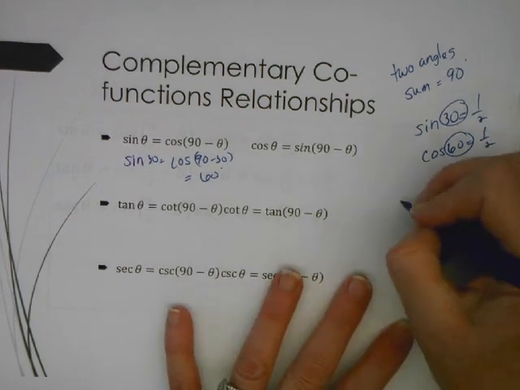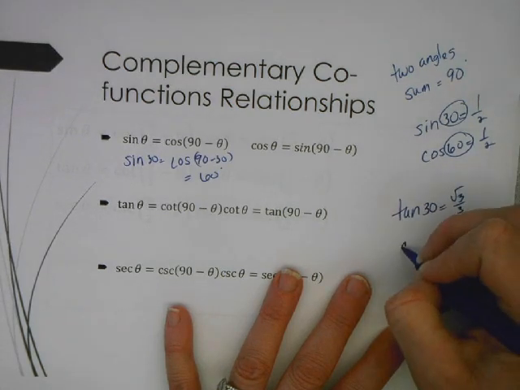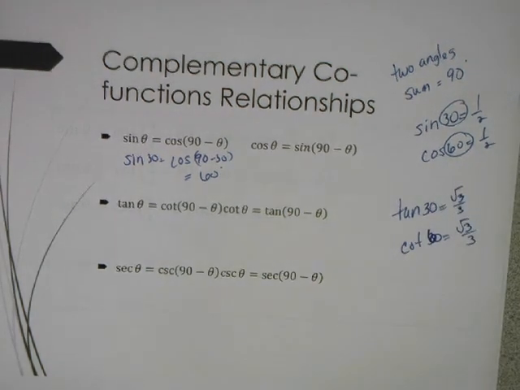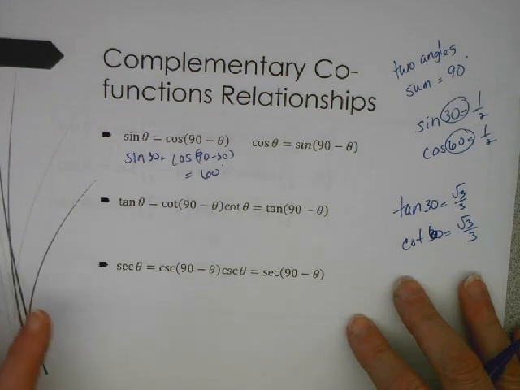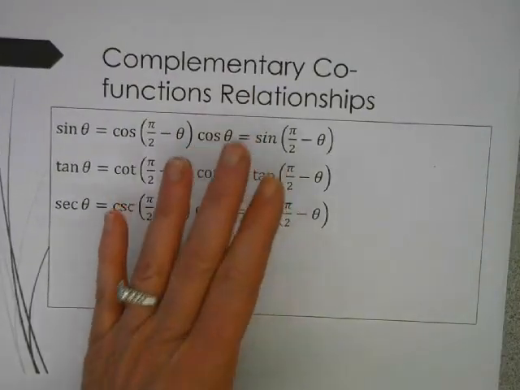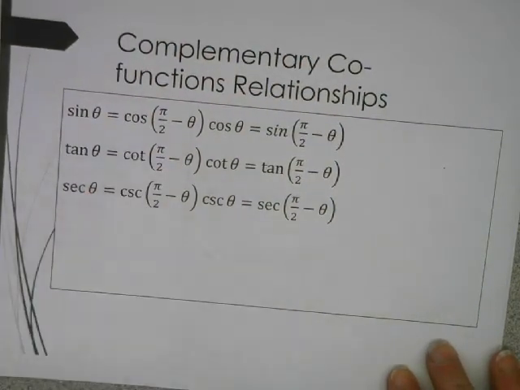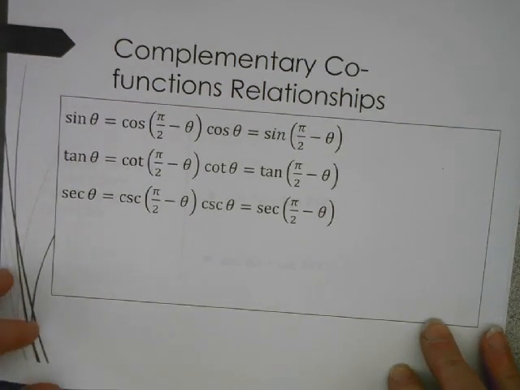So you might have seen like the tangent of 30 equals radical 3 over 3, and then the cotangent of 60 also equals radical 3 over 3. They're the same. Okay? You're also going to see pi's in it sometimes. So instead of 90, they'll say pi over 2. So how to use that? This is going to come later on, but this is the same exact slide, but instead of 90, I have pi over 2, because 90 is pi over 2.